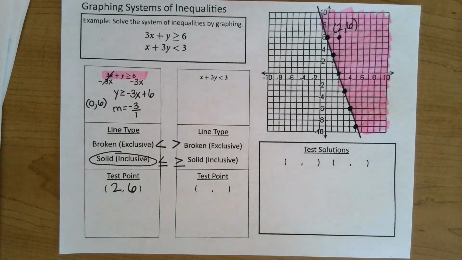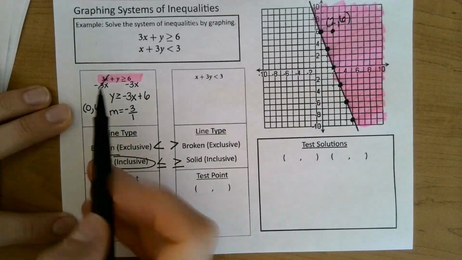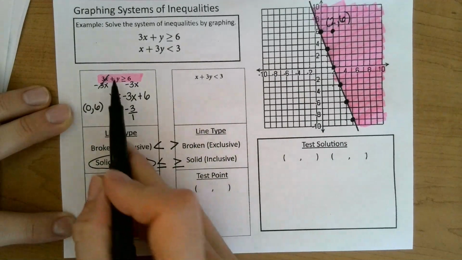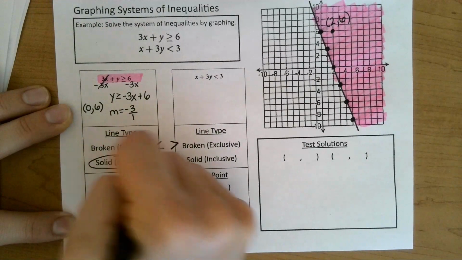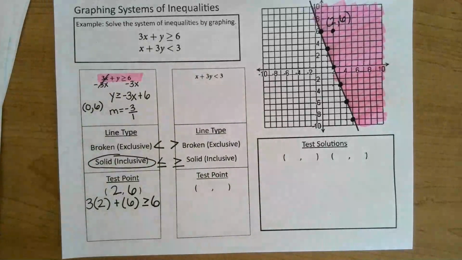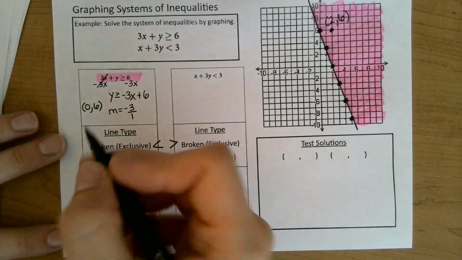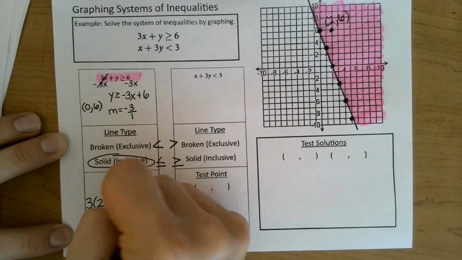Okay, and then remember, all we do is substitute this back into the original inequality. We're only looking at this one inequality right now. So 2 is our x value, so I'm going to put 3 times parentheses 2. And then up here we have plus y, and our point for y is 6, so I'm going to put plus 6, and then greater than or equal to 6. So we're substituting it into the original inequality for x and y. Then we just want to solve and see if it is a true statement, just to make sure we shaded the correct region. So what is 3 times 2? And then what is 6 plus 6? Is 12 greater than or equal to 6?